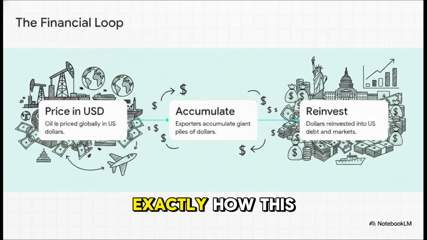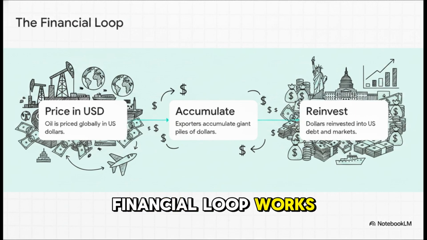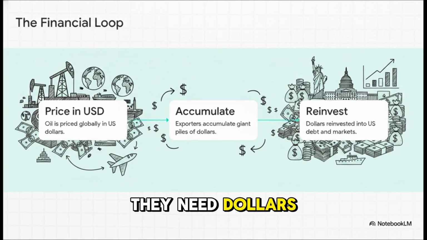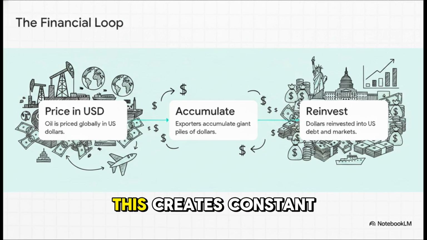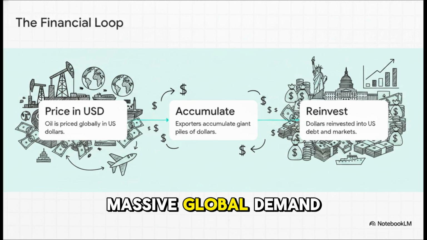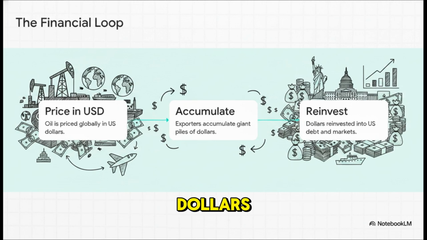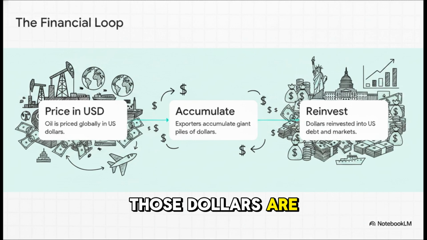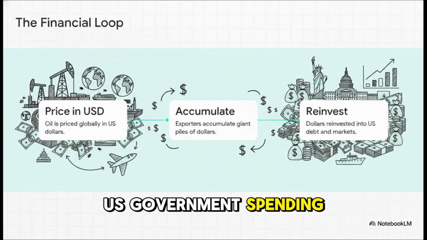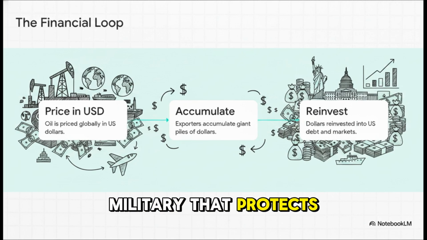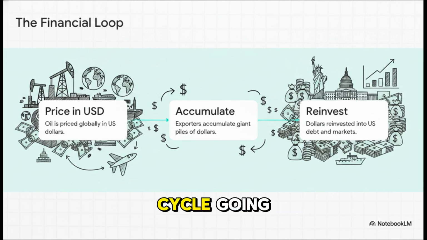Let's walk through exactly how this brilliant financial loop works step by step. Step 1. Oil is priced globally in dollars. Japan wants oil? They need dollars. Germany wants oil? Dollars. This creates constant, massive global demand. Step 2. Exporters accumulate giant piles of those dollars. And Step 3. Those dollars are reinvested right back into US debt. This helps finance US government spending, keeps interest rates low, and ironically funds the very military that protects the oil fields, keeping the whole cycle going.